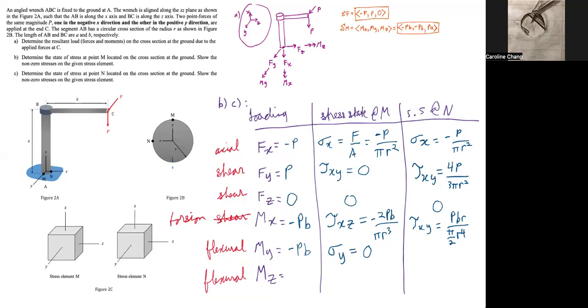Oh wait, sorry, actually I meant to say that this is sigma x, since I forgot that the x-axis is actually vertical over here, so it will be sigma x equal to My z over Izz. Or wait, actually over here it will be Ixx, I believe. Or it's just the moment of inertia around the centroid.